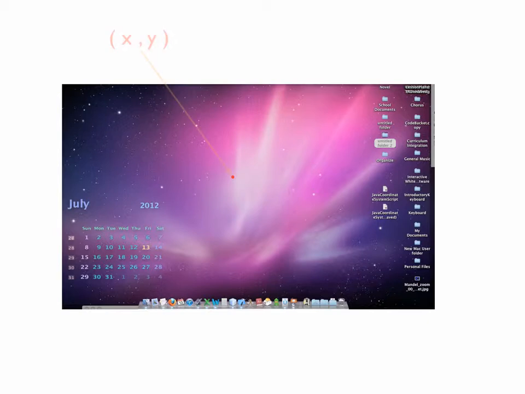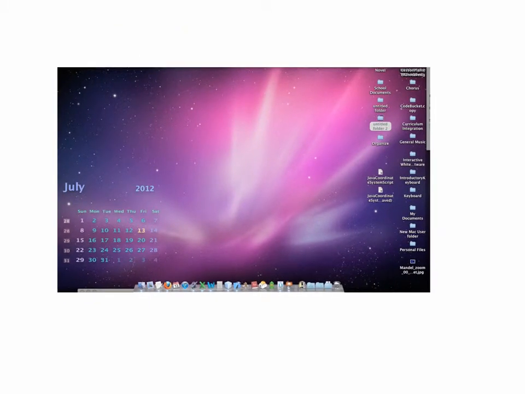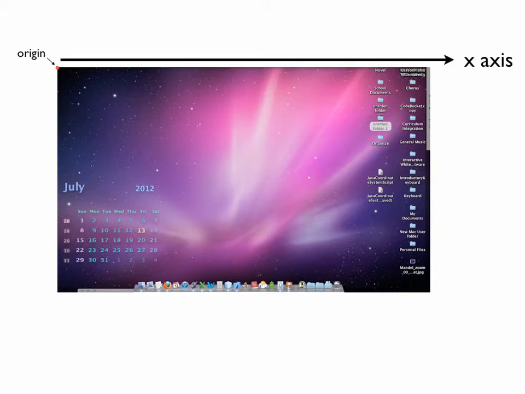Now, each pixel has a location on the screen, and we refer to locations on a grid by an ordered pair consisting of an x and y coordinate. The Java programming language uses a coordinate plane that is similar to the one that you've learned about, but has one major difference. Instead of the origin being placed in the center of the screen or window, it's located in the top left-hand corner. The x-axis extends in a positive direction horizontally across the top, and the y-axis extends vertically, also in the positive direction, across the left-hand side.